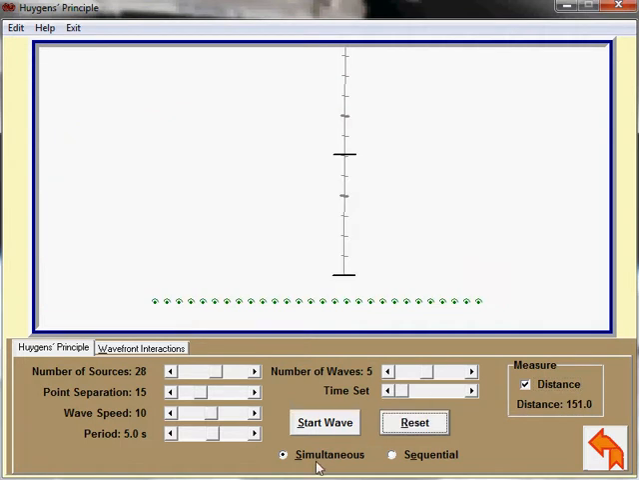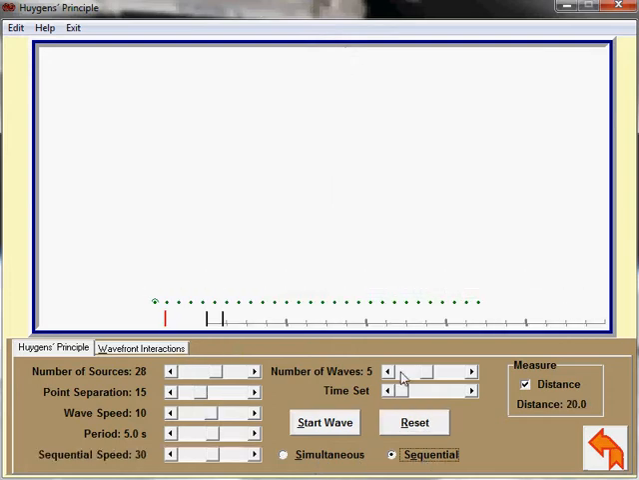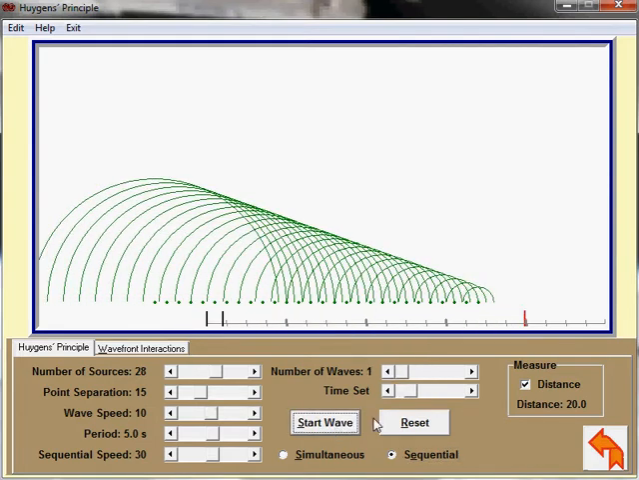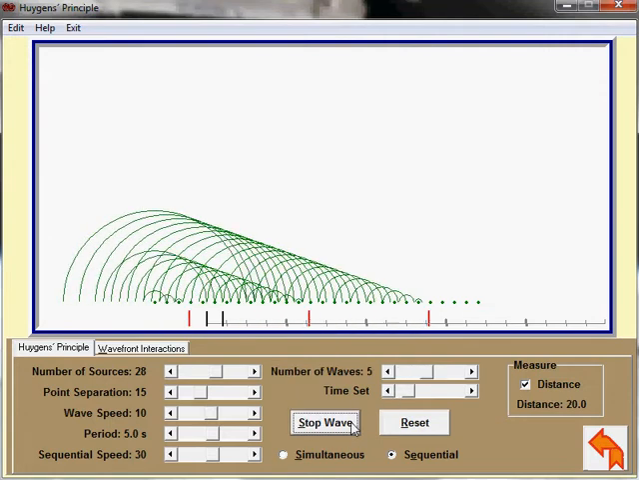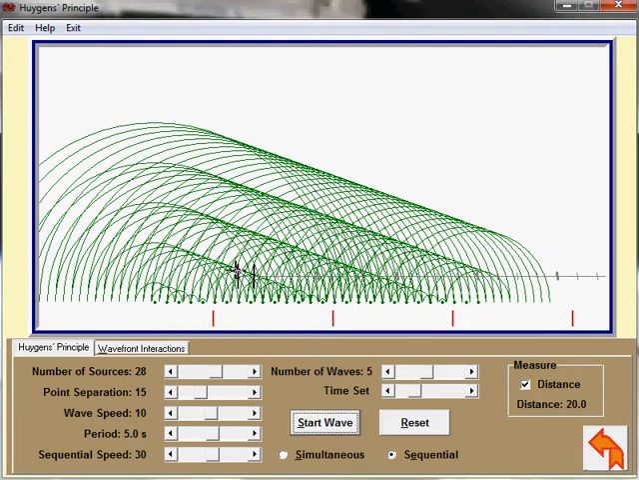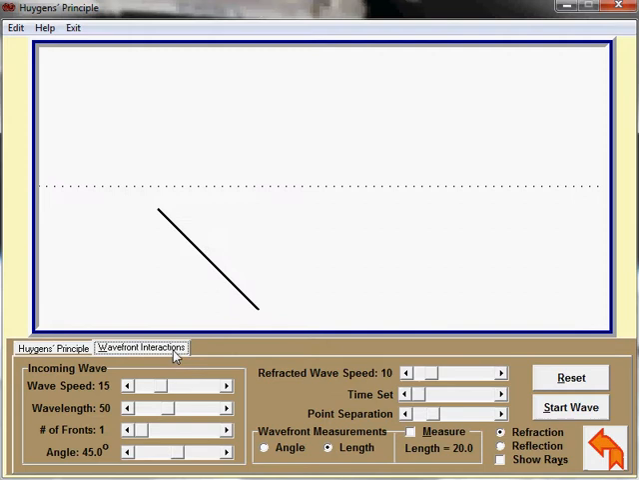So if we reset it now, instead of doing it all simultaneously, I sequentially create a wave. And now what will happen is, when we do it, we get a wave that's created at an angle. So if I do more waves, I create a wave at an angle, and we have a particular wavelength. Once again, if we measure the wavelength, we get a wavelength of 50 again. So that shows how you can get an angled wave created from a whole bunch of point sources.